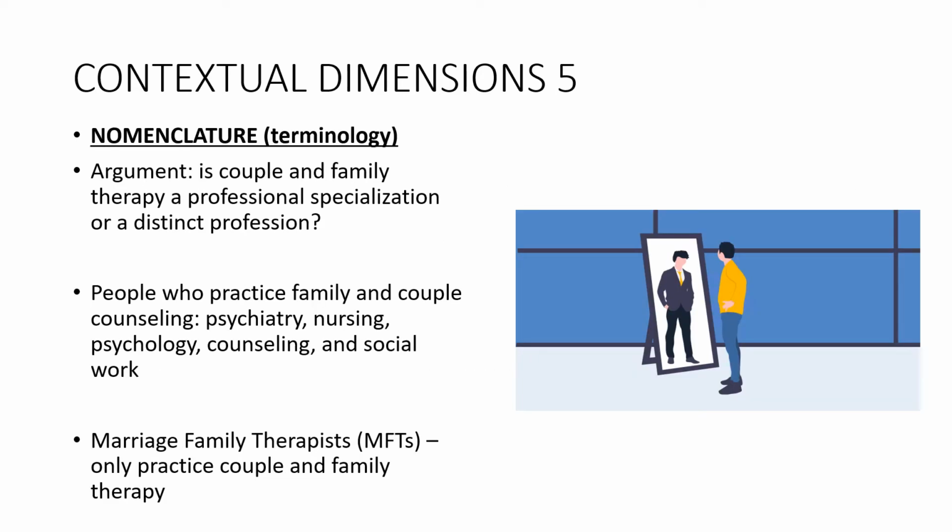And then we talk about nomenclature. Nomenclature is just a fancy word for terminology or the way we name things, okay? So the argument here is, are couples and family therapy a professional specialization or a distinct profession? So should it actually be part of, let's say, counseling, or should it actually be its own thing? Right? So the people who practice family and couple counseling are people who are also psychiatrists, nurses, psychologists, counselors, and social workers. So they all use it, right? But people who are marriage family therapists or MFTs only practice couple and family therapy. So is it one or the other?